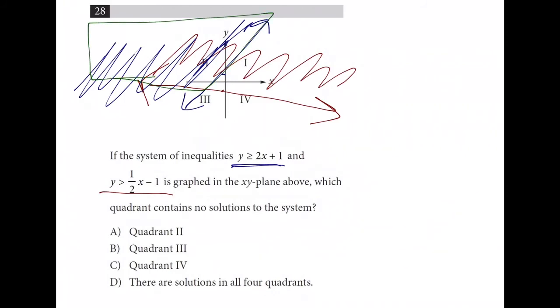Let's choose a larger one. This area right here is where the overlap is. So the question is, which quadrant contains no solutions? We see some are here in quadrant 1, quadrant 2, and quadrant 3. The only answer is quadrant 4.